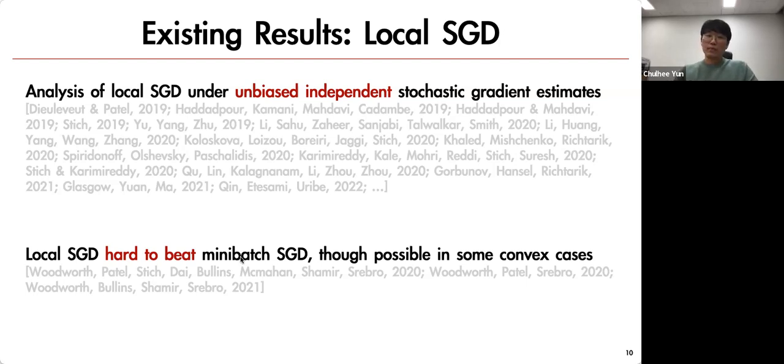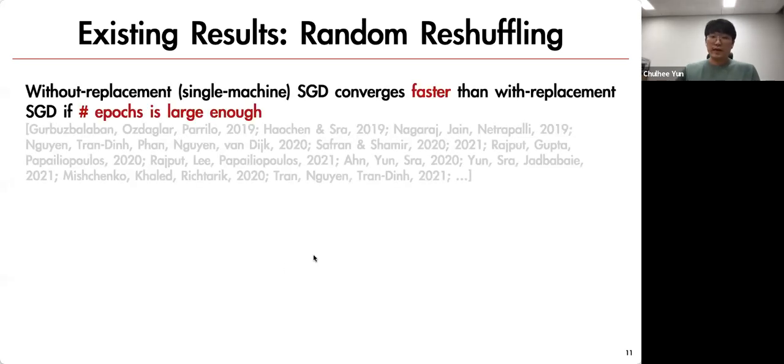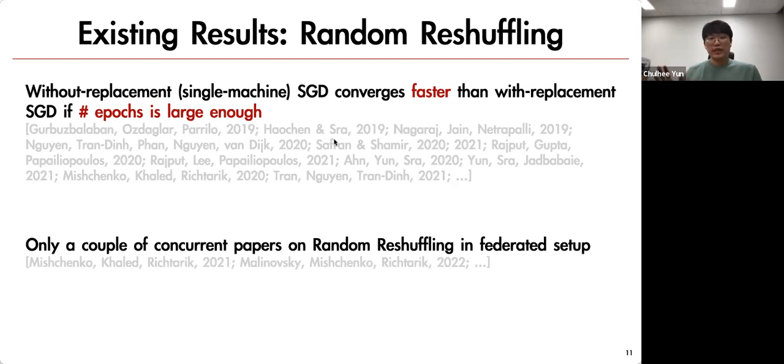Okay. And also there's an expanding line of research on the analysis of without replacement SGD and its variants. So the punchline of these papers is that the random reshuffling algorithms converge faster than the with replacement versions if the number of epochs is sufficiently large. However, most of these results are on the single machine SGD case, and there are only a couple of concurrent papers that consider the extension to the federated learning setups.